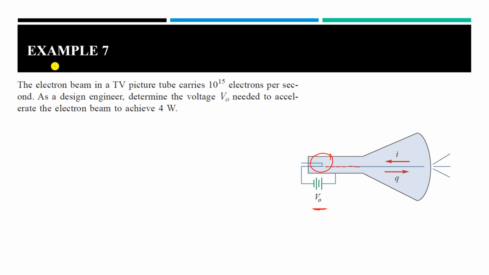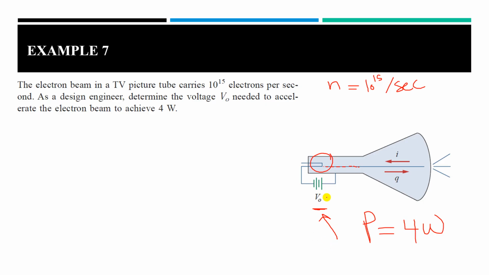As you can see, an electron beam in a TV picture tube carries 10 to the power 15 electrons per second. So the number of electrons is equal to 10 to the power 15 per second. As a design engineer, determine the voltage V naught. We need to find the voltage required to accelerate the electron beam to achieve a power of 4 watt. So how can we do this?